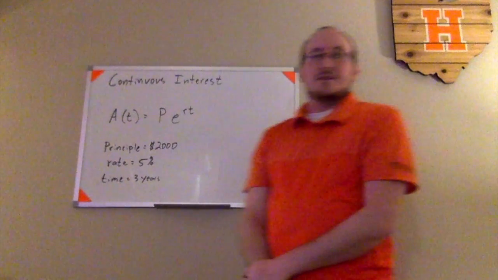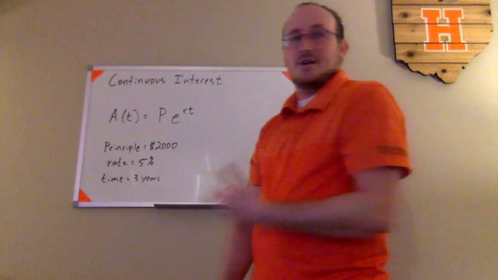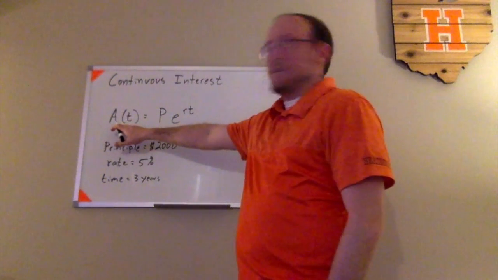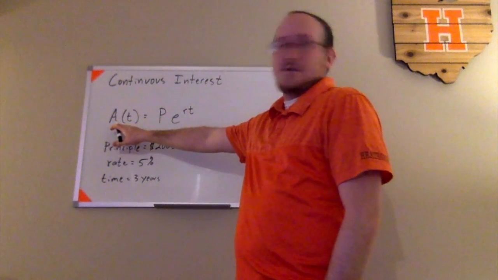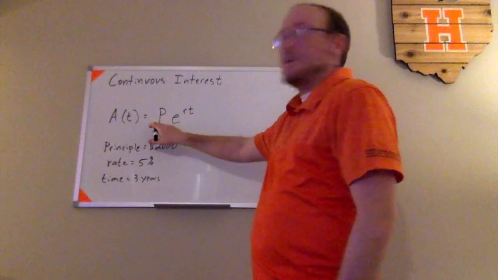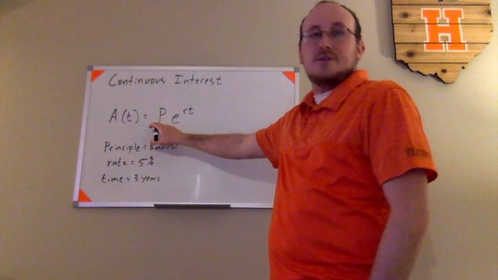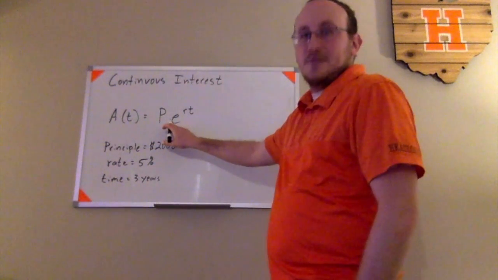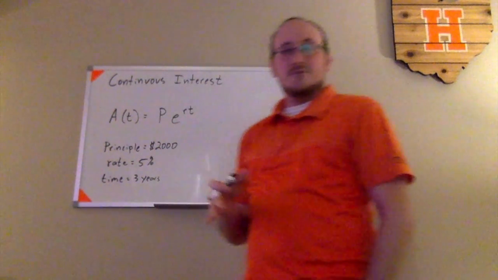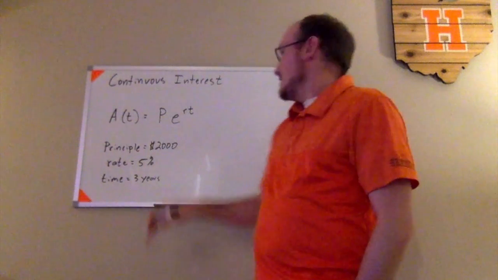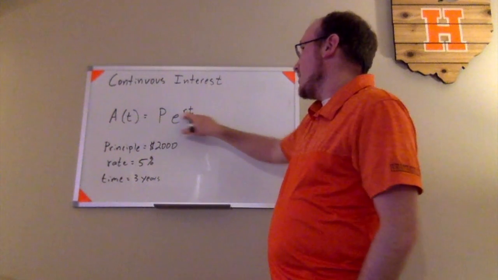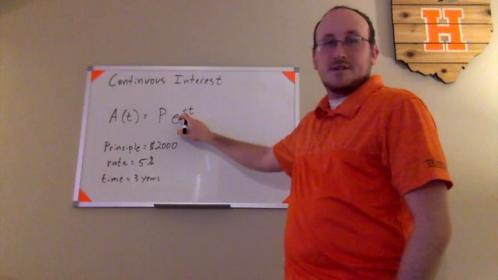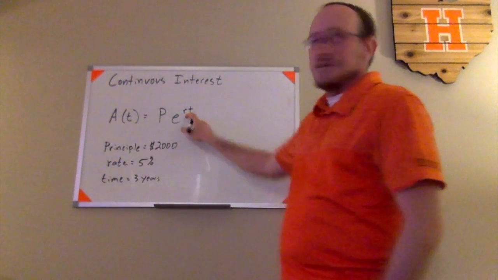We have a formula for continuous interest that actually involves an exponential function. This A of t, the amount after t years, is equal to P, which stands for the principal, or the initial amount that was invested, times e. This e is a number, about 2.71828. And then e is raised to the product of r times t power, where r is the interest rate as a decimal and t is your time in years.